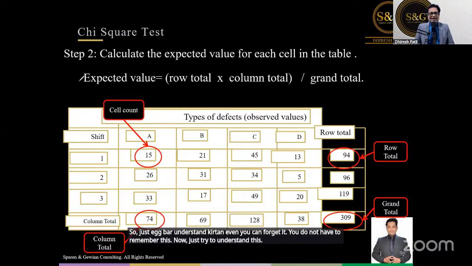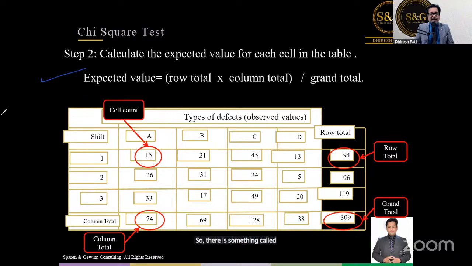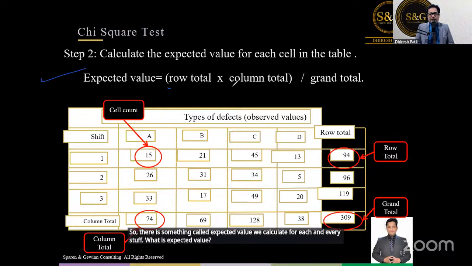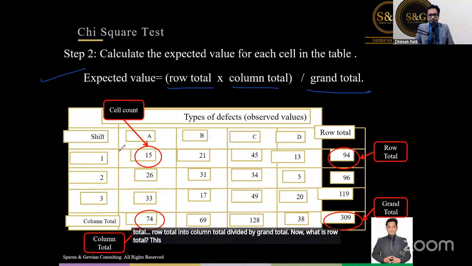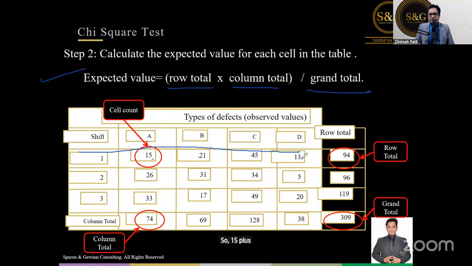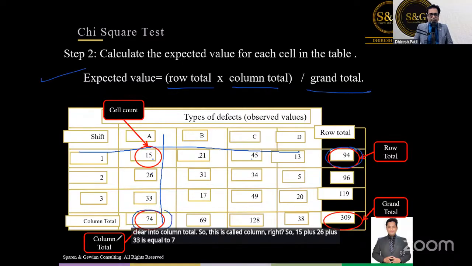There is something called expected value that we calculate for each cell. What is expected value? Row total into column total divided by grand total. Now what is row total? This is a row. So 15 plus 21 plus 45 plus 13 becomes 94. This is called the row total. Into column total. This is a column, so 15 plus 26 plus 33 is equal to 74. This is called the column total.